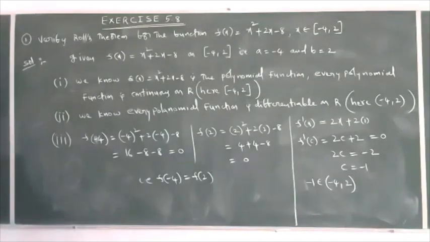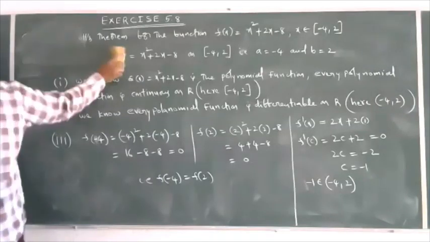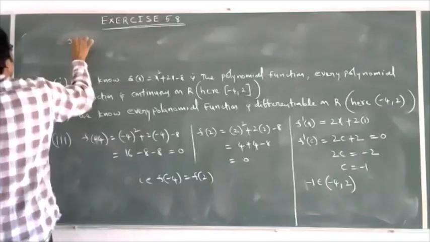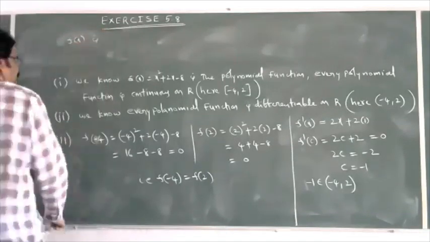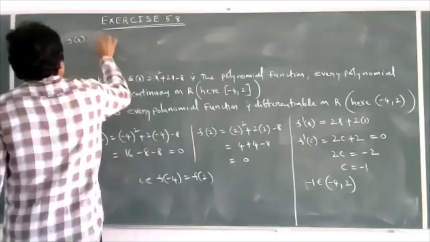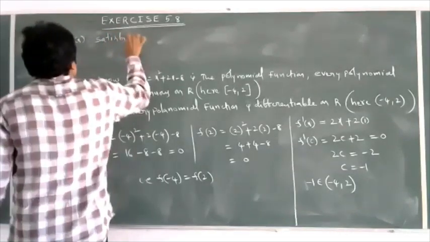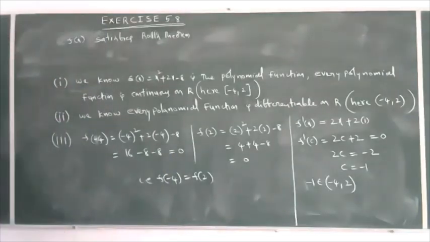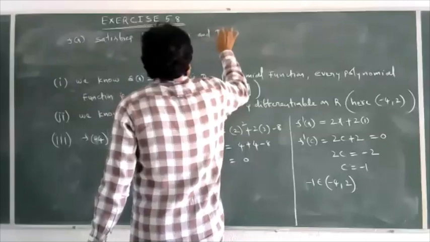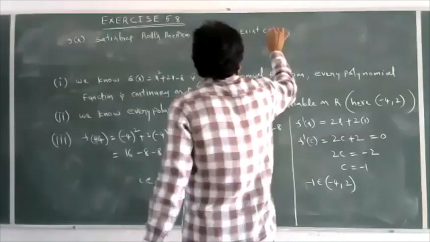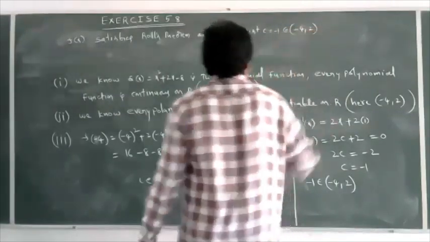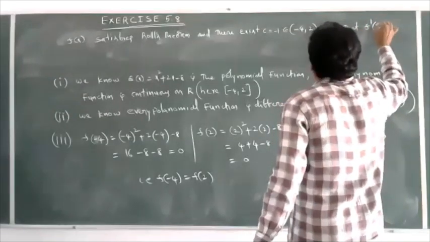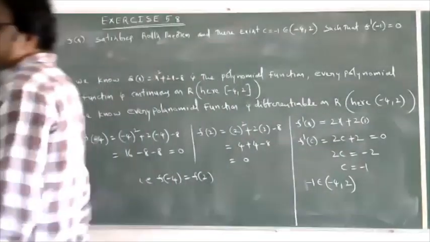So write the conclusion. Therefore, the given function f of x satisfies Rolle's theorem, and there exists c is equal to minus 1 belongs to open minus 4 comma 2, such that f dash minus 1 is equal to 0.